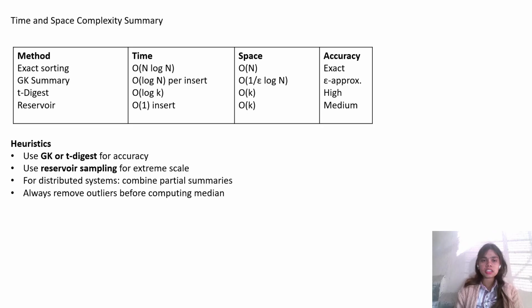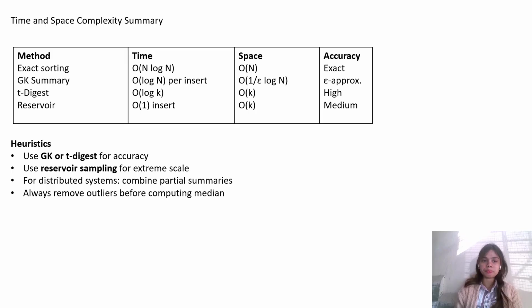Time and space complexity summary. Method, time, space, accuracy. Exact sorting is O(n log n). Big O and exact. GK summary is Big O of log n per insert. Space is O(1/ε log εn).